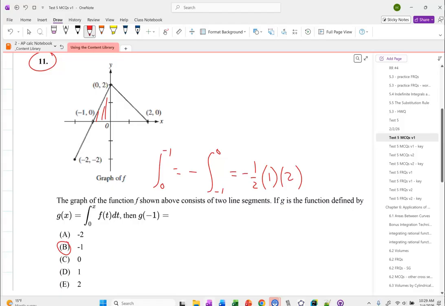Adrian, what's up? What is the 1/2? Area of a triangle. Because from -1 to 0, it's just a triangle. Why is it negative? Because 0 to 1 means we're going that direction. So I flip the bounds. That's where I picked up the negative sign from, so that I'm going to the right.